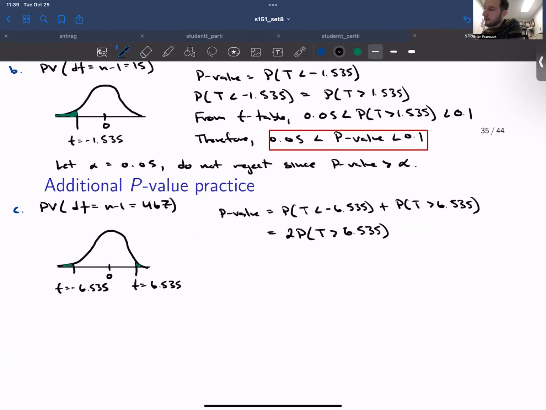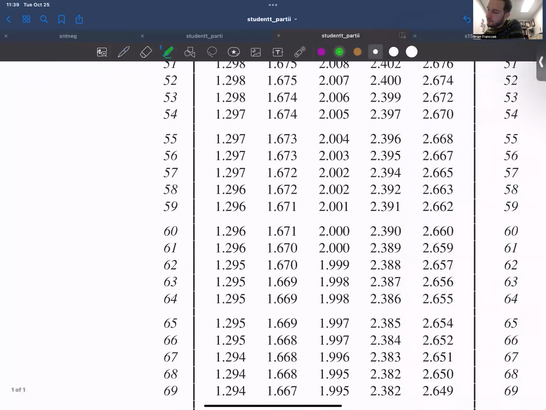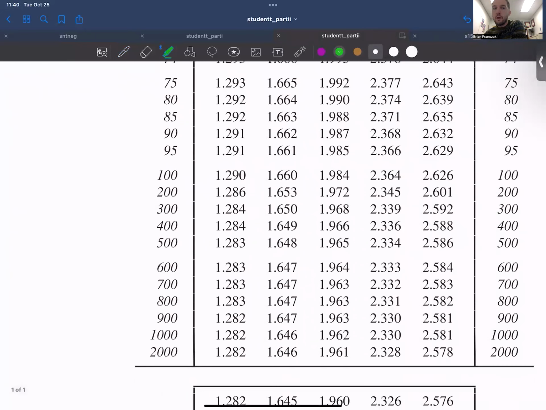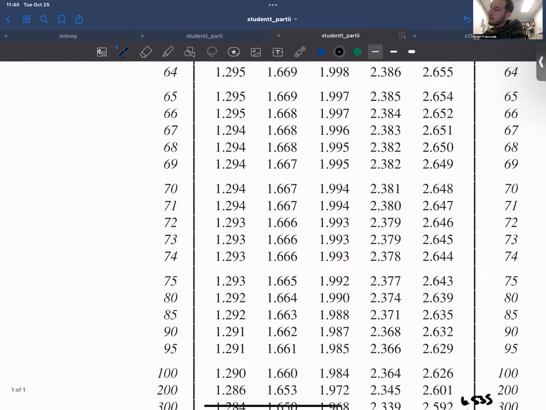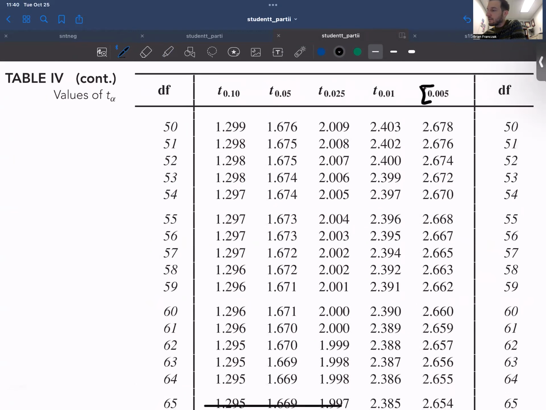Okay. So we always want to use this upper tail expression because with t-tables, the table gives us upper tail area directly. So we go back to our table. Our degrees of freedom is 467. So we're between 400 and 500. We always round down. So the degrees of freedom that we're going to use is 400. Our value is 6.535. So you can see that this number is bigger than any of the values listed on this line. So that means that the probability that t is greater than 6.535 is less than 0.005.